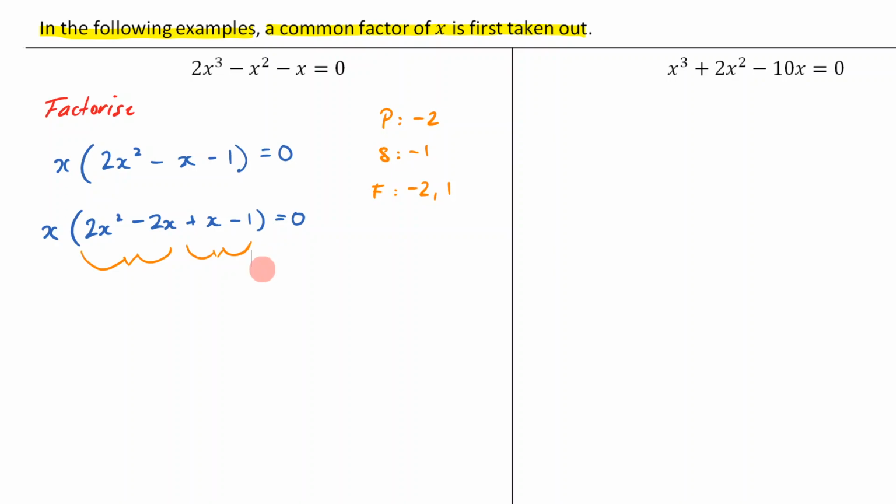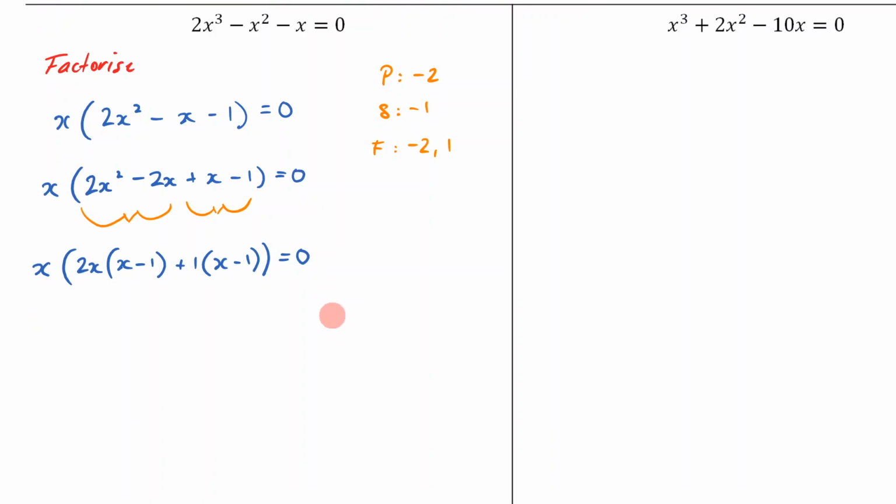We should all know how to do this. What we're going to end up doing is we're going to take out 2x here, and that's going to leave me with x minus 1. And then here, well, I want x minus 1, and it's already that, so I'm just going to take out 1. That's going to leave me with x minus 1 here. And that's going to be equal to 0.